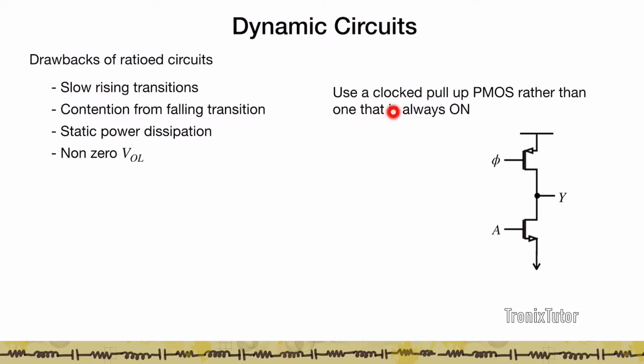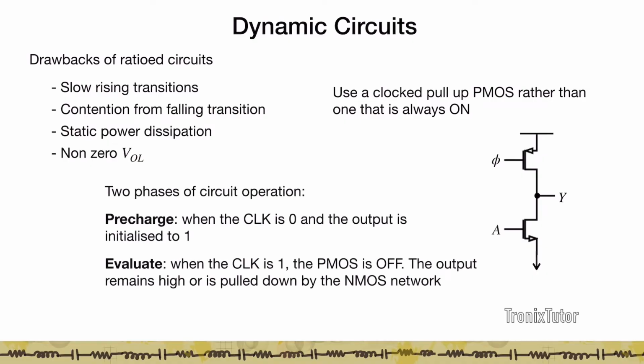That is, we used a clocked pull-up PMOS rather than one that's always on. So the inverter in such a dynamic circuit topology is going to look something like this. You have a clock signal, and then you have your input and the output. In dynamic circuits, you always have two phases of circuit operation. There is what is known as a pre-charge phase when the clock is 0, and at that time all the output nodes of the various gates are pre-charged to high.